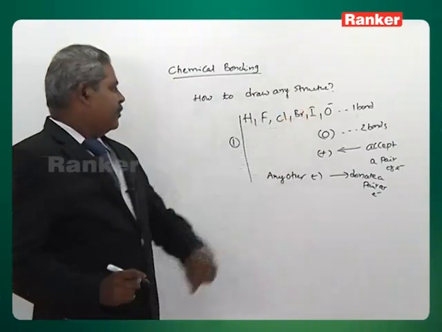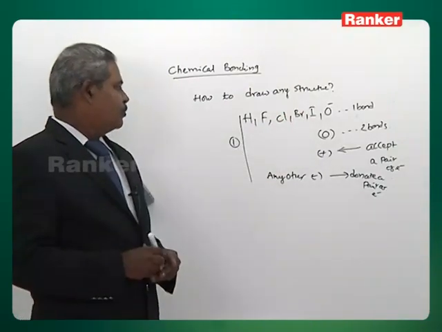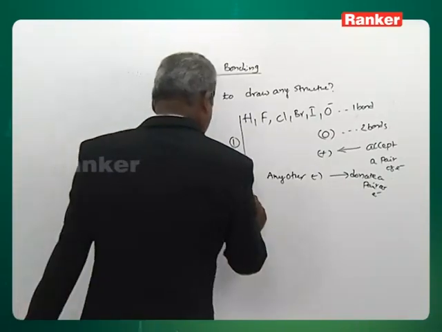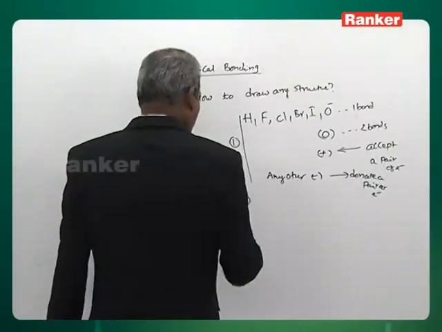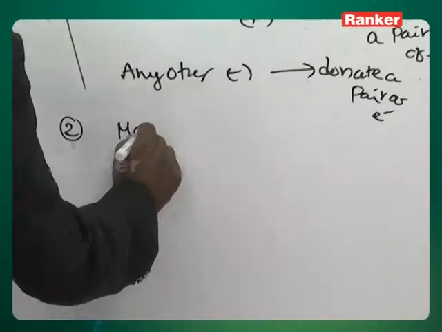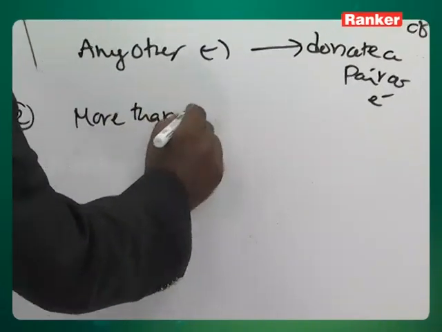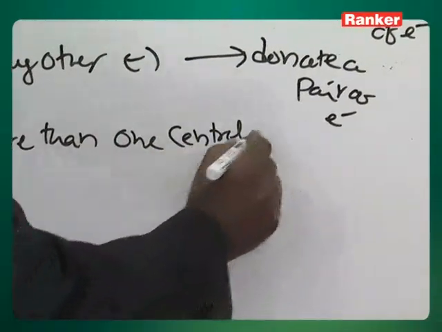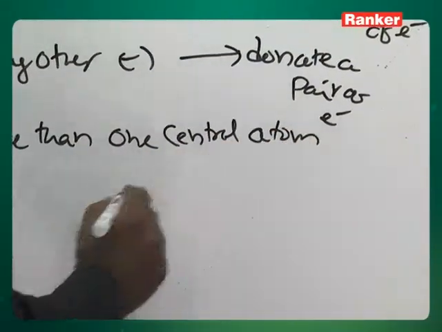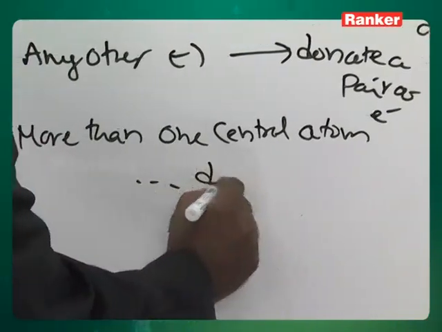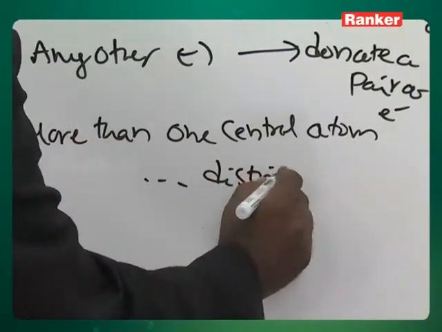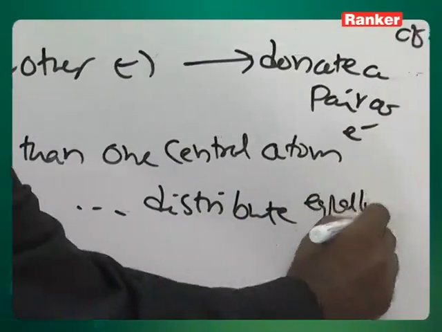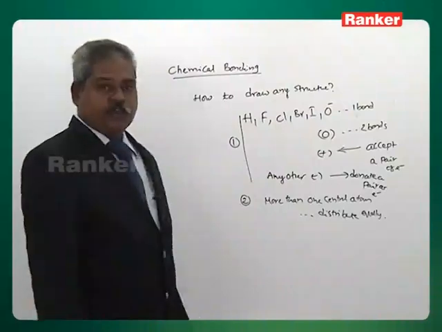H, F, Cl, Br, O minus, they form 1 bond. Oxygen forms 2 bonds. Plus accepts a pair of electrons. Next, 2. More than one central atom. Suppose there are more than one central atoms, then distribute all other atoms equally.